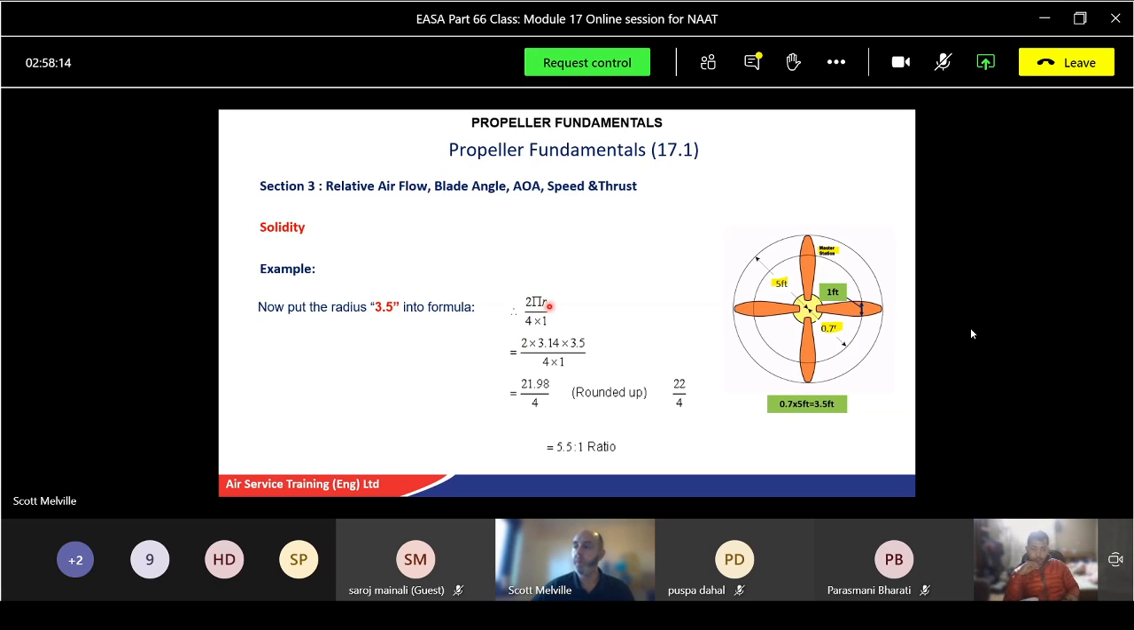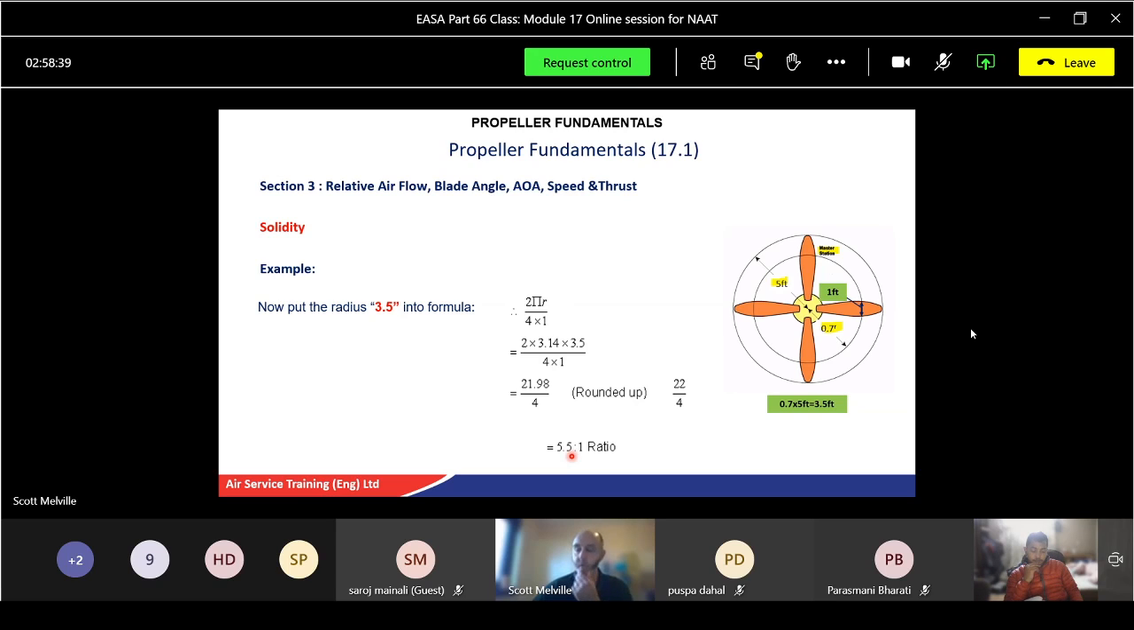Okay, so 2 pi is simply 2 multiplied by pi, 3.14, that's standard. Multiplied by the radius, well, we worked out the radius, which was 3.5. So we work all that out, multiply by the number of blades, gives us 21.9. Then we round it up to make it nice, easy to count. 22 divided by 4 gives us a solidity ratio of 5.5 to 1 if we round the numbers up.